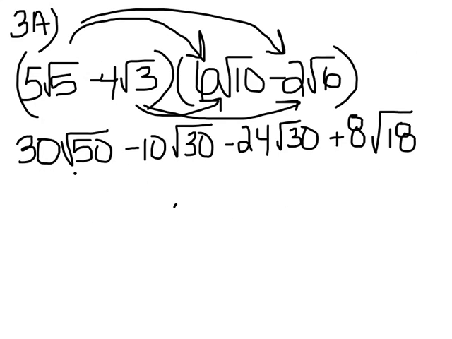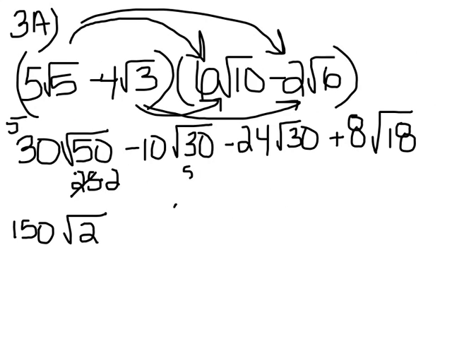50 breaks up into 25 and 2. The square root of 25 is 5. So we'll have 5 times 30, which is 150 radical 2. 30 breaks up into 5 and 6. We can't take the square root of either of these two numbers, nor do we have any perfect squares as a factor. So this will stay as negative 10 radical 30. Same thing with negative 24 radical 30.